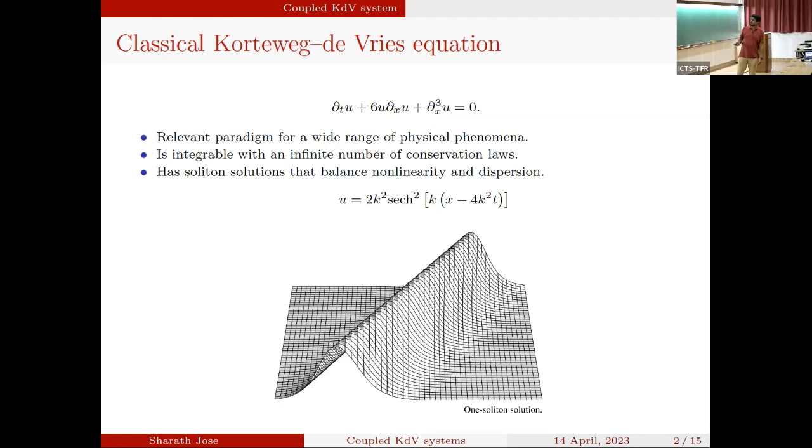In the picture down here, you see one such form where the form of the soliton solution actually remains constant as it propagates to the right. You can think of this as the time axis and this as the space axis.